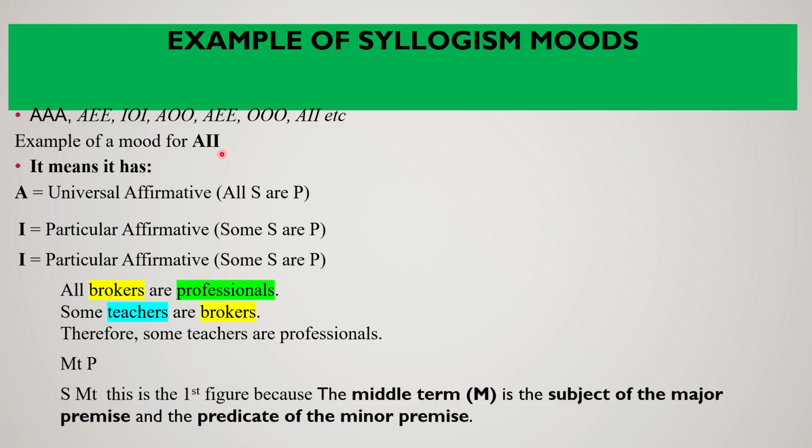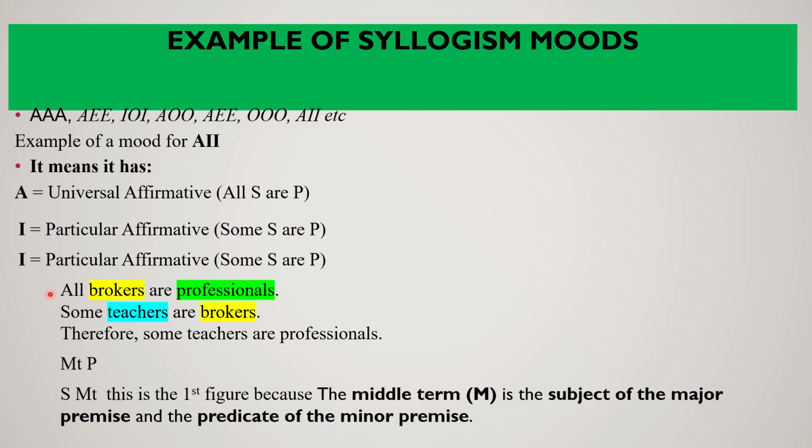Let's take this one, AII. It means it has an argument that has what? A, a universal affirmative, or SRP. The second I is the minor premise, or the second premise, which will have a particular affirmative I, some SRP, and then the last I symbolizes the conclusion. The conclusion will have a particular affirmative of some SRP. And then you're going to give an example of this, because this is the one that gives us the mood.